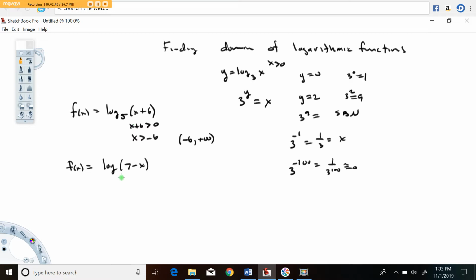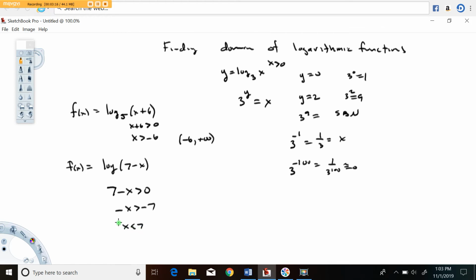All right, let's apply the same principles here. Now this one doesn't have a base written. If it's not written, it's assumed to be 10. So this is log base 10 of the quantity 7 minus x. And just like in the previous two examples, whatever you're going to take the log of, in this case 7 minus x, it has to be greater than 0. And if we subtract 7, this is now going to read minus x greater than minus 7, divide by minus 1, and this is going to read x less than 7.